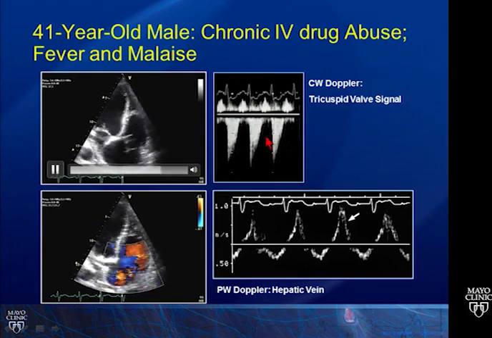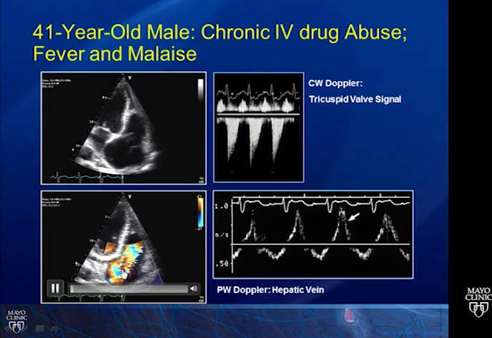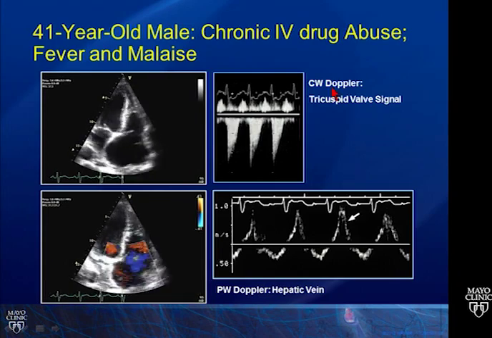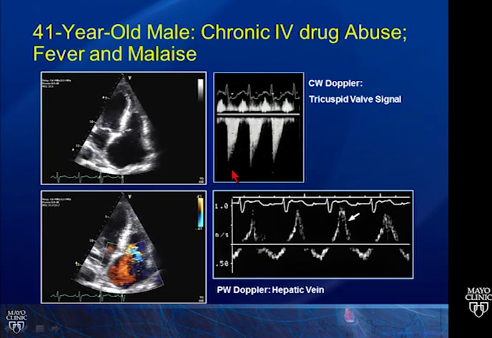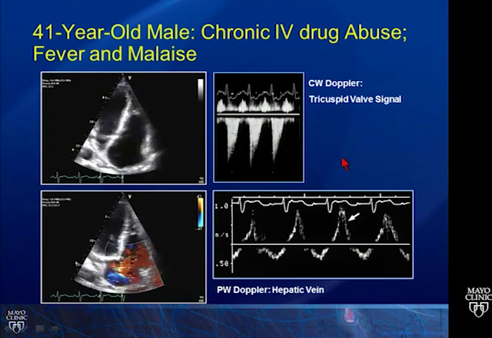Here's the moderator band. That's another clue that you're dealing with the right ventricle. With color flow in your lower panel, here's CW through the tricuspid valve. I'm not sure that they would label that for you, but they'd have to give you some clue. They'd have to show you where they were doing it on a thumbnail. So I just labeled it. And here's hepatic vein pulse wave Doppler.